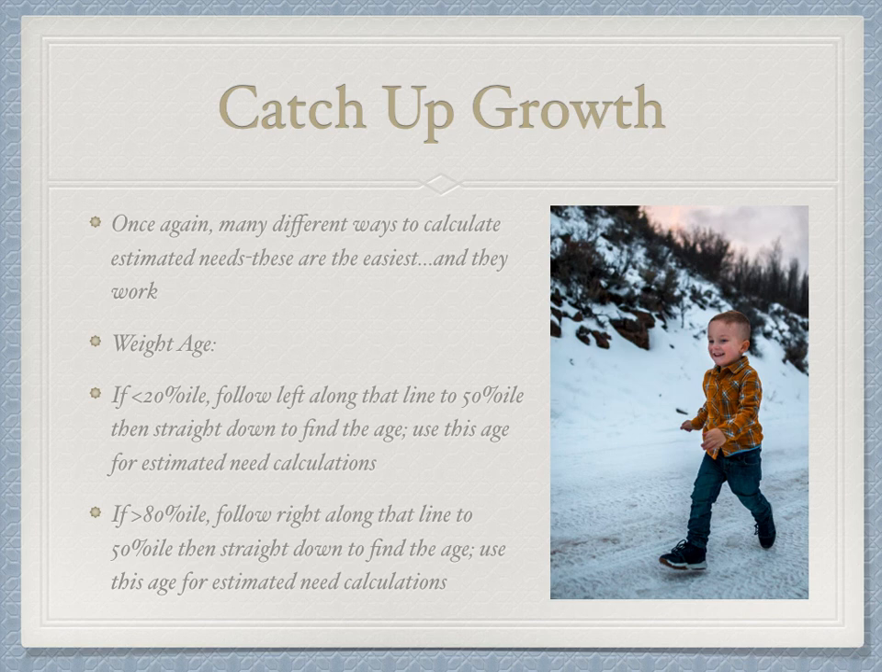use weight age. If he's less than the 20th percentile, you find the weight on the chart, then follow left along that weight line to the nearest 50th percentile. Then you go straight down to find the age. You use this age for his estimated needs. If the child is greater than the 80th percentile, follow right along that line to the 50th percentile, then straight down again to find the child's age. And you use this age for estimated need calculations.